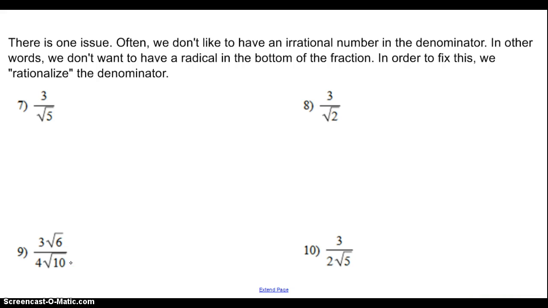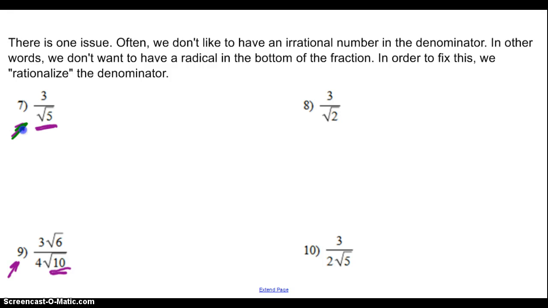We're going to do something called rationalizing the denominator. Okay? In math, we don't like to have a square root in the bottom of a fraction. We don't like to have an irrational number in the denominator of a fraction. So the square root of 5 right there, that's not good. We don't want that there. In number 9, the square root of 10, we don't want that there either. We need to somehow figure out a way to make it so that there are no square roots in the denominator of our fractions. Here's what we're going to do to fix that.